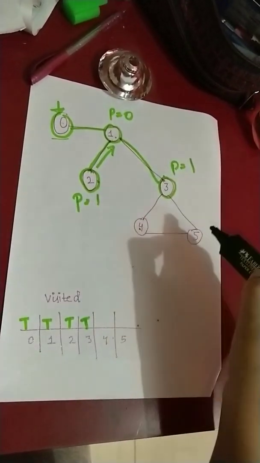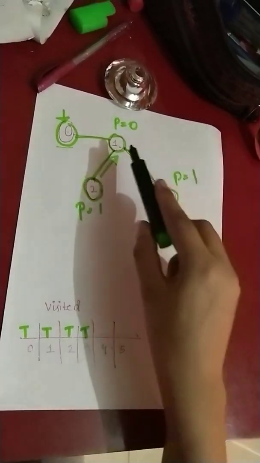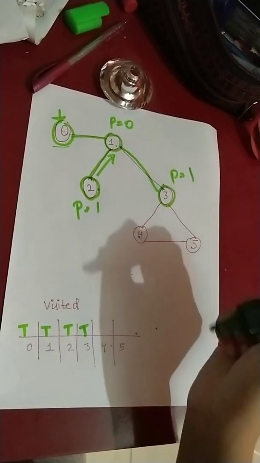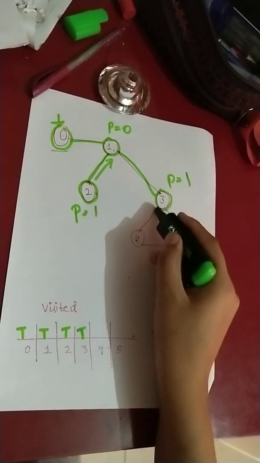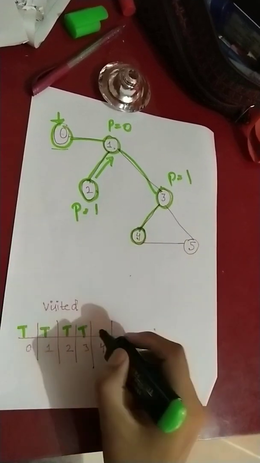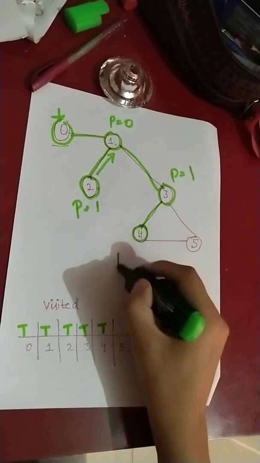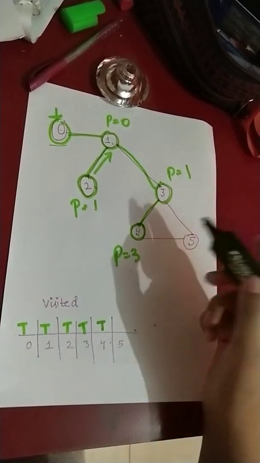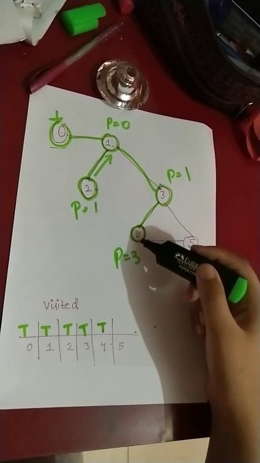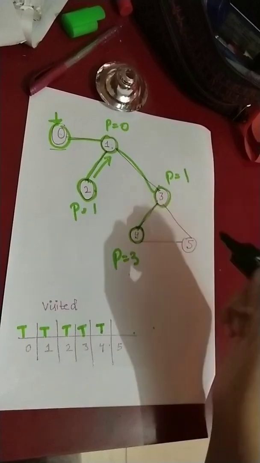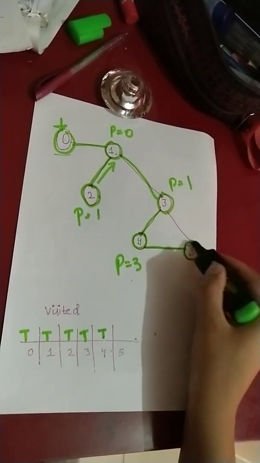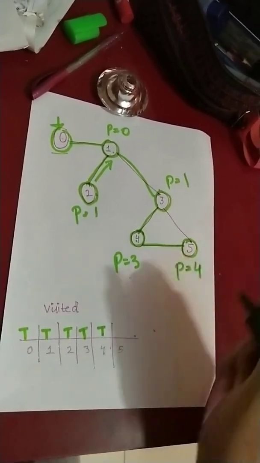From 3, there are 3 ways to go: to 1, to 4, and to 5. 1 is the parent, so I won't go there. I'll go to 4. Mark 4 as visited. And for 4, the parent is 3. From 4, I have two options. 1 is the parent, so I'm not going to go there. I'll go to 5. Mark 5 as visited. For this, the parent is 4.